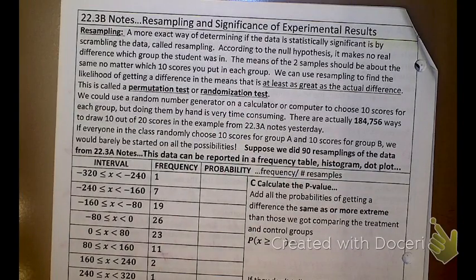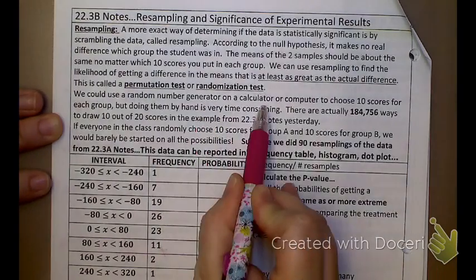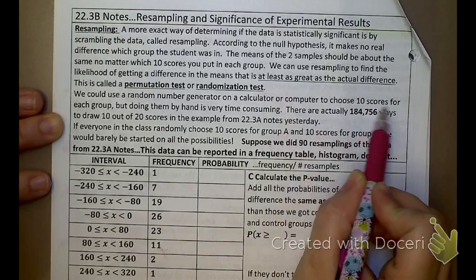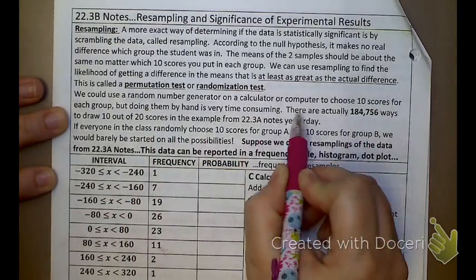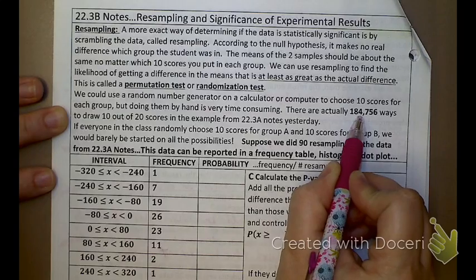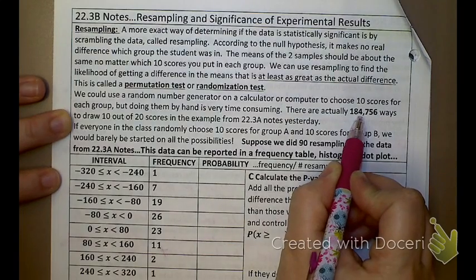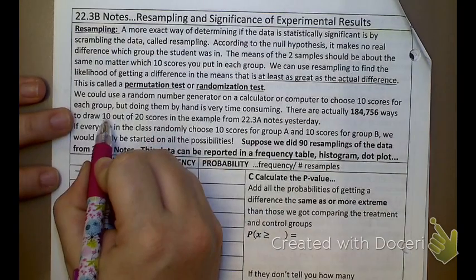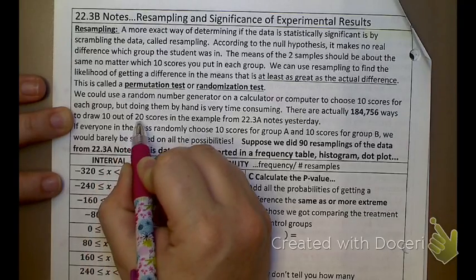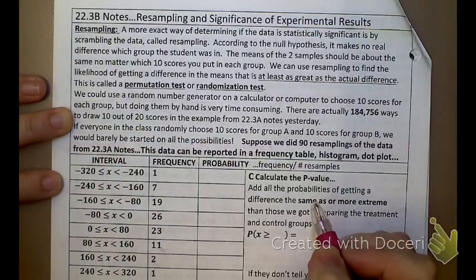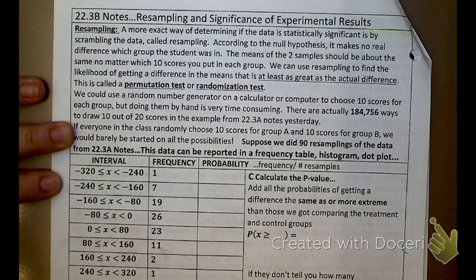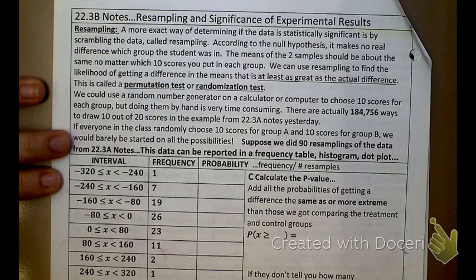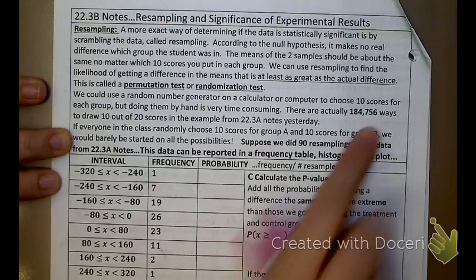We could use a random number generator on a calculator or a computer to choose 10 scores for each group, but doing them by hand is very time consuming. There are actually 184,756 ways to pick 10 of the scores out of the 20 in that category, if we're talking about that example from yesterday. If everyone in the class randomly chose 10 scores for group A and 10 scores for group B, we would barely be started on all of those possibilities.